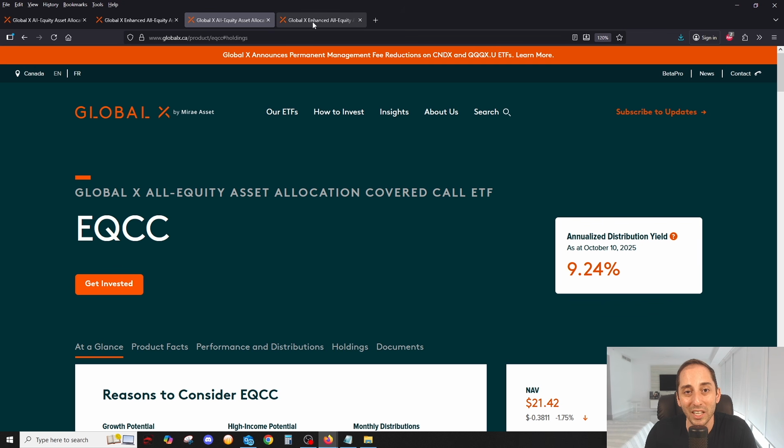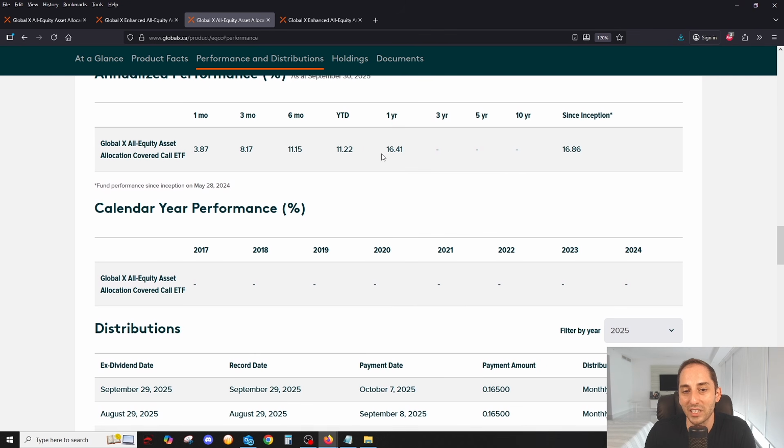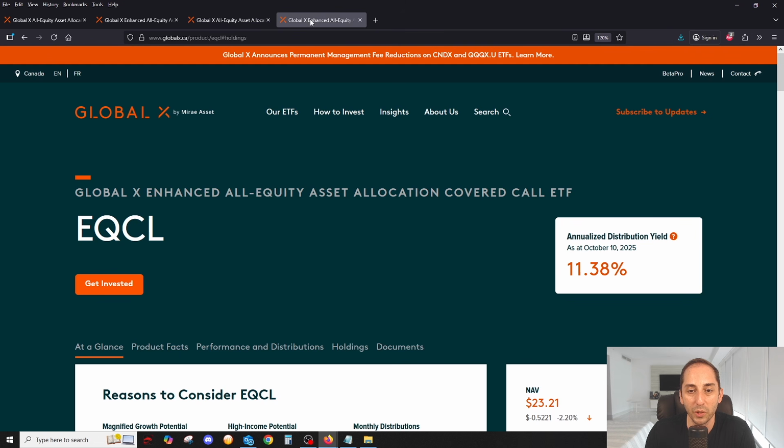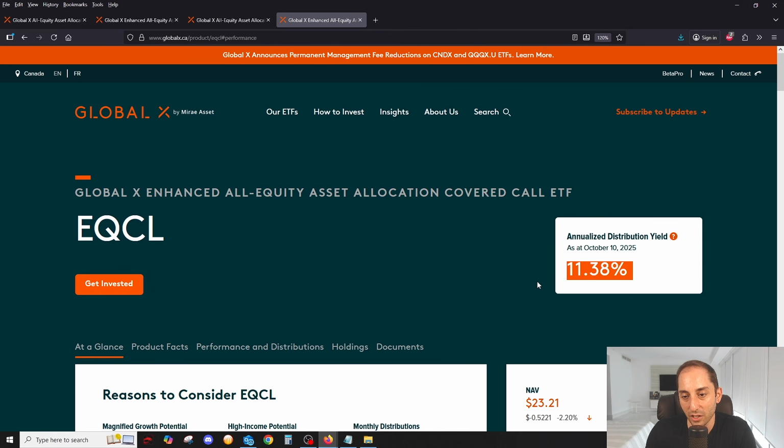consider. And last but definitely not least, you've guessed it, the enhanced version, EQCL. So this is basically EQCC with 25% leverage, which means 25% amplification in terms of your total return over time. So if we look at EQCC's, for example, 1 year return, 16.41%. The enhanced one is a little bit higher at 19.46%, and so is the yield. This is the yield as of October 10th, 2025.